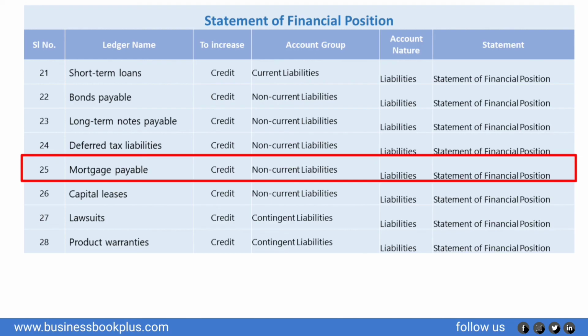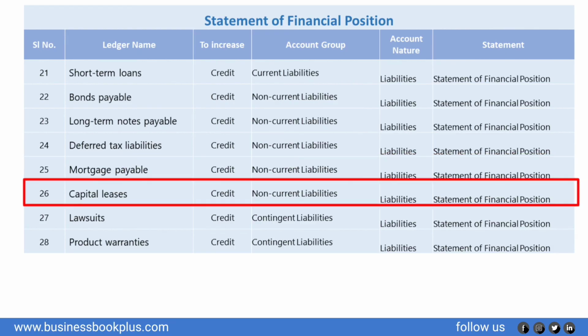Mortgage payable. Increases when credited. Account group non-current liabilities. Nature is liabilities and affects the statement of financial position. Capital leases. Increase with credit. Account group non-current liabilities. Account nature liabilities. Affects the statement of financial position.